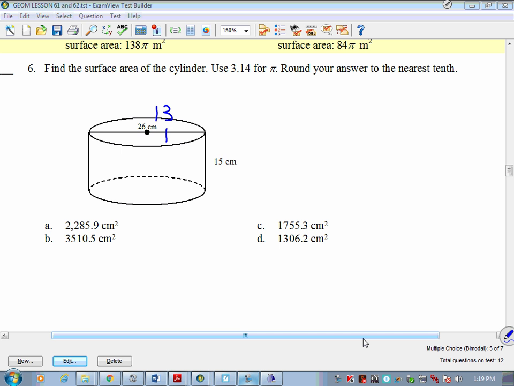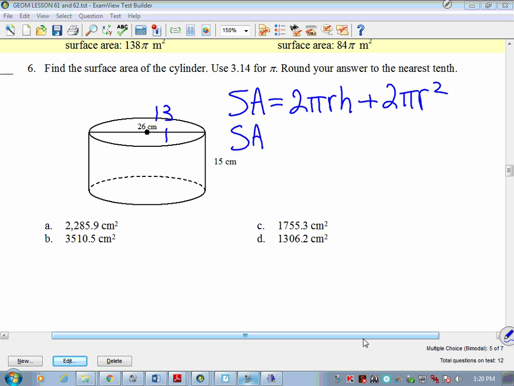Surface area. Again, we're going to write up our formula. Surface area is 2 pi r h plus 2 pi r squared. The only thing that we really need here is radius and height. So surface area equals 2 pi 13 times 15 plus 2 pi 13 squared. I like to keep everything in terms of pi until the very end whenever they want me to put in 3.14. That way we're not estimating as we go, we're just estimating at the end.